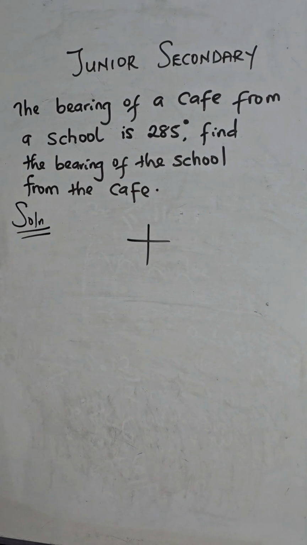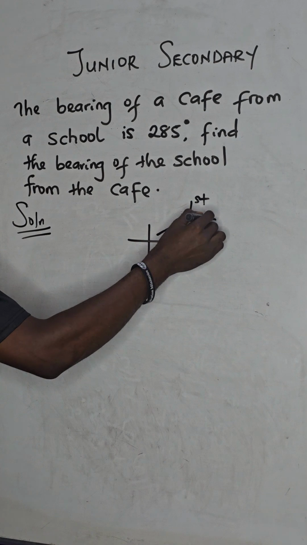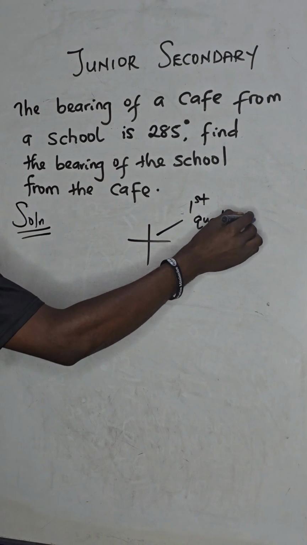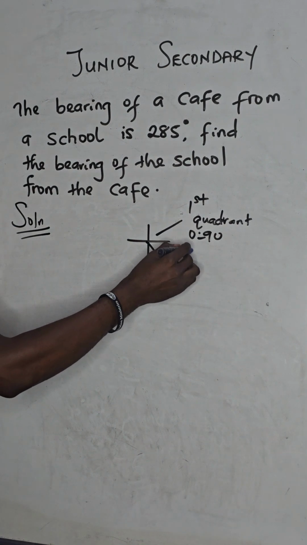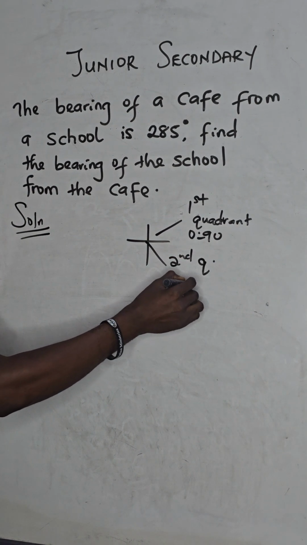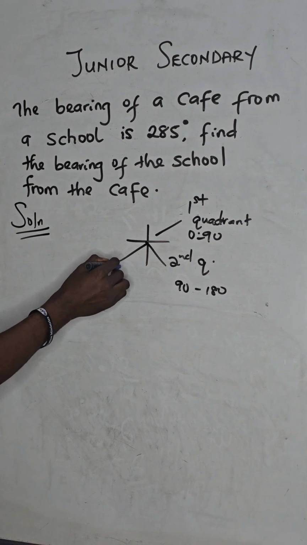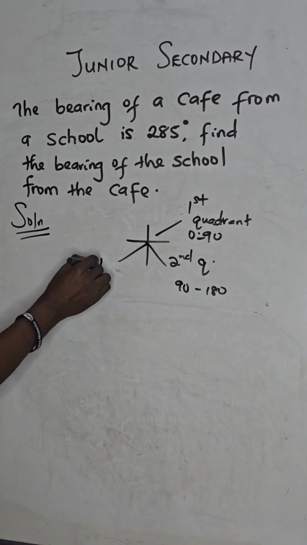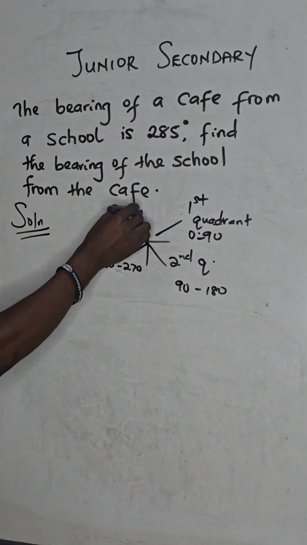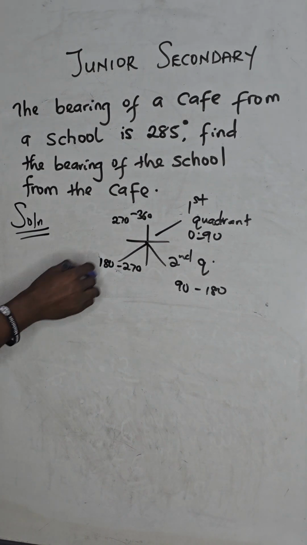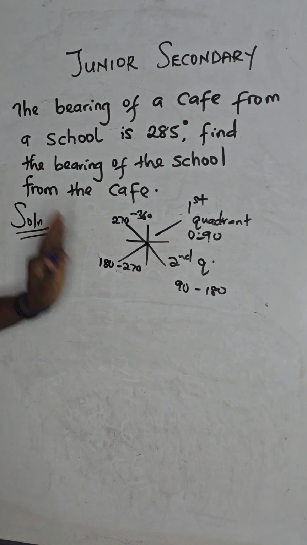The concept of bearing is more like a cross. This is the first quadrant, which covers a range of 0 to 90. And this is the second quadrant, it covers 90 to 180. I'm sure you were taught. And this is 180 to 270. And this is 270 to 360. So this is the fourth quadrant. This is the first thing you take note of in bearing, the position.